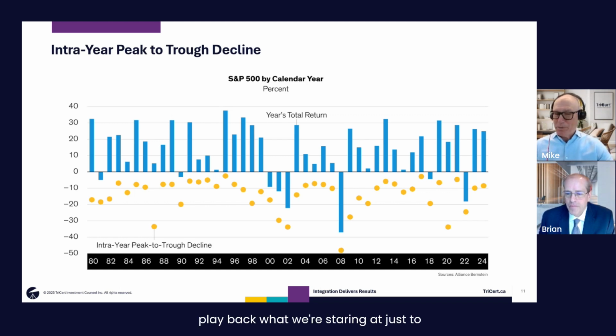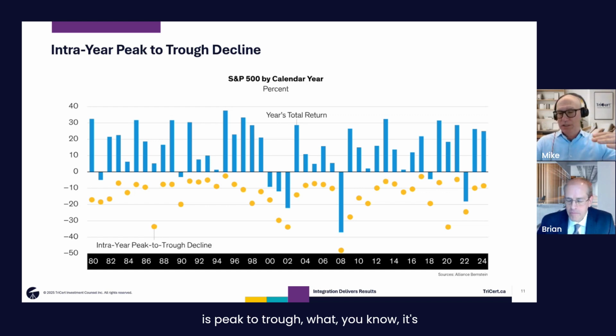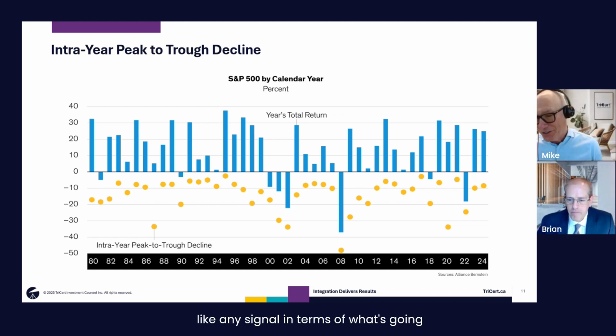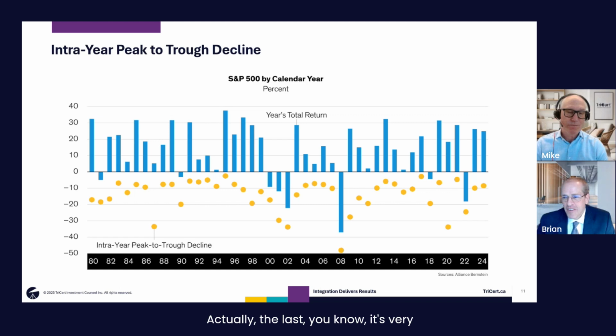So just to play back what we're looking at, to make sure everybody gets it: the blue bars are the total investment return over the year. The yellow dot is peak to trough, in this case for the market. You see some pretty significant drops, even though there's a positive blue bar corresponding to that yellow dot. Precisely.